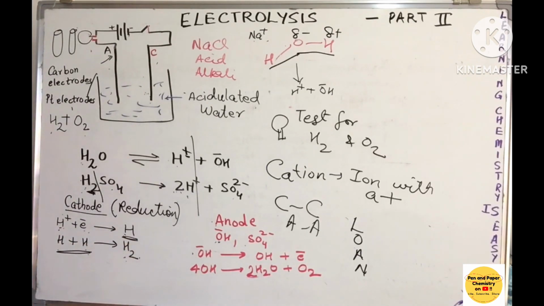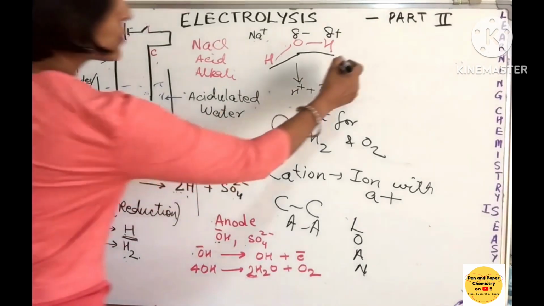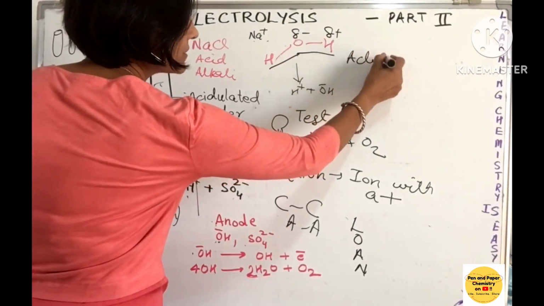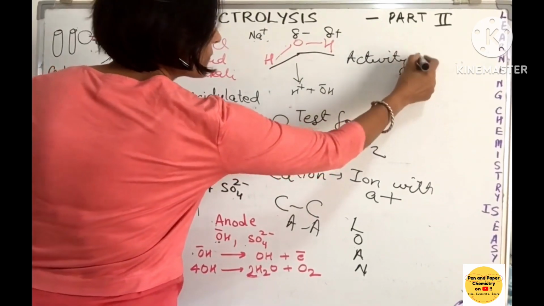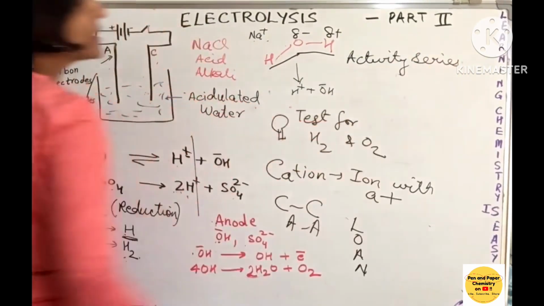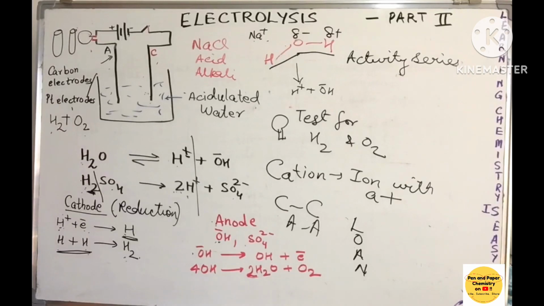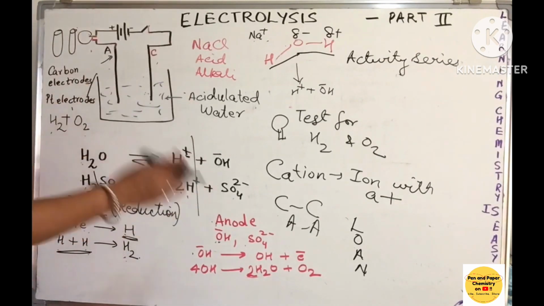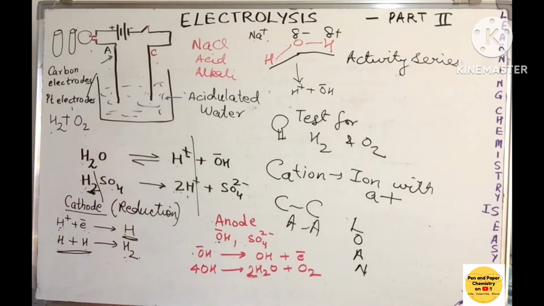How do we decide? How do we know which ion is the winner in this war of discharging? Yes, we have something we call the activity series of ions, or it is also based on the electrode potential or the discharge potential of these ions. I am going to give you a series for the anions which will help you to decipher which ion gets discharged first.